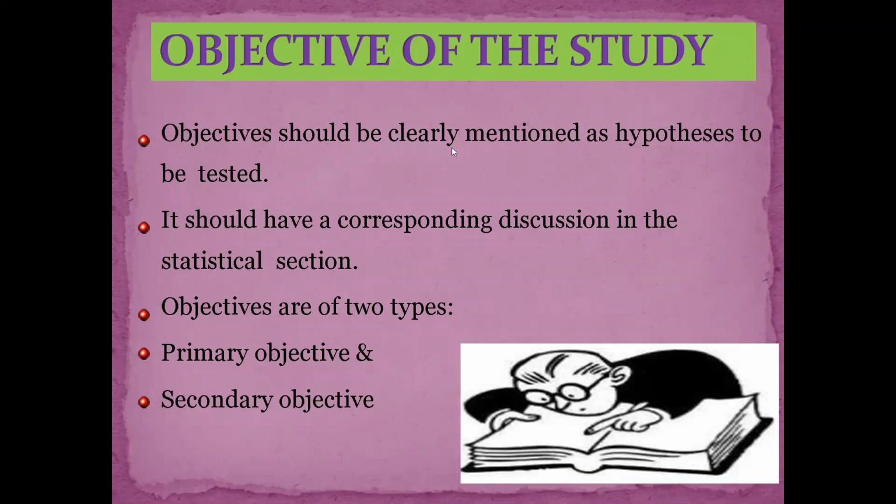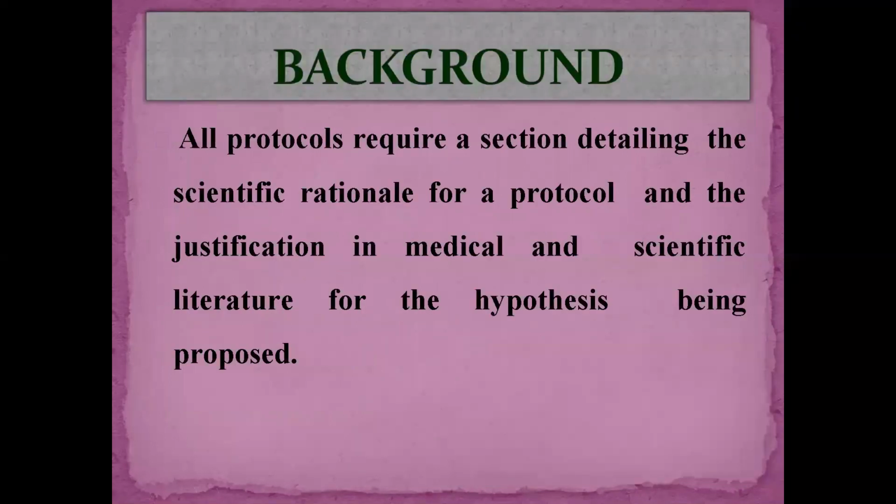So the objective of the study is very important in this sense. Next is the background. This is also more of like an introduction. But in the introduction you talk about and give some information in and around your topic. Background you will give very specifically, detailing the scientific rationale. Why you want to do it, what the existing issues are, and the justification.